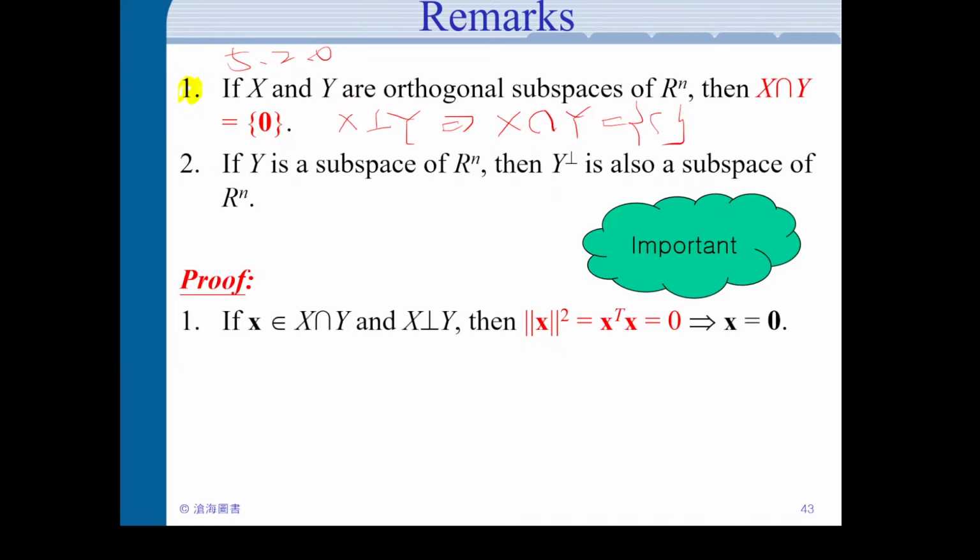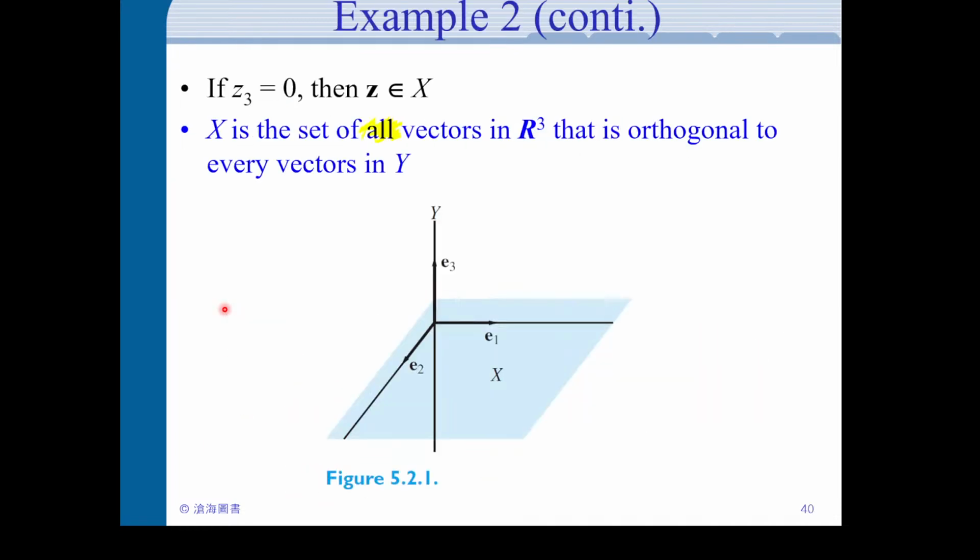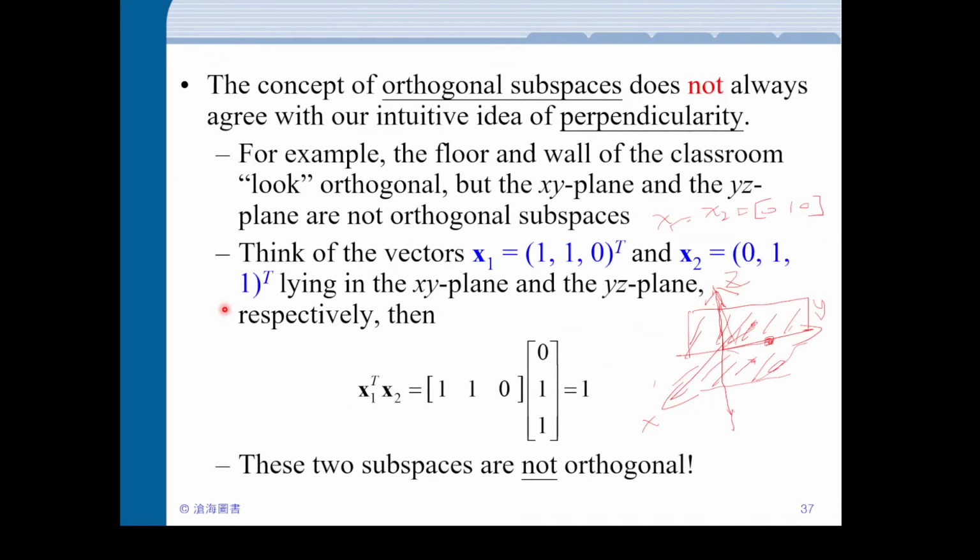Another way to interpret this is that if two subspaces are orthogonal, then their intersection is minimal. It's just the zero vector that they must intersect. And here we have a very quick proof, whose idea we already saw in our counterexample.